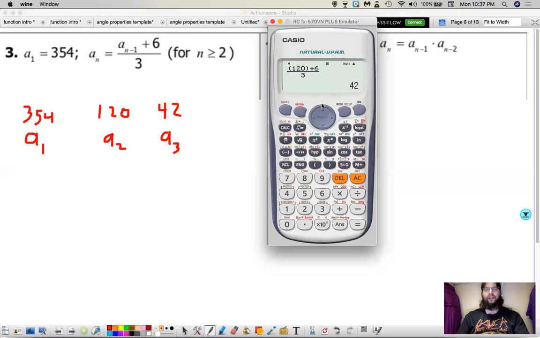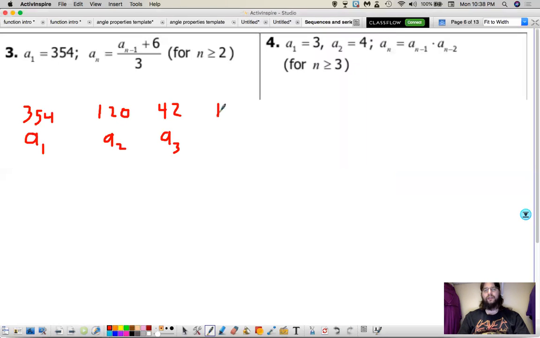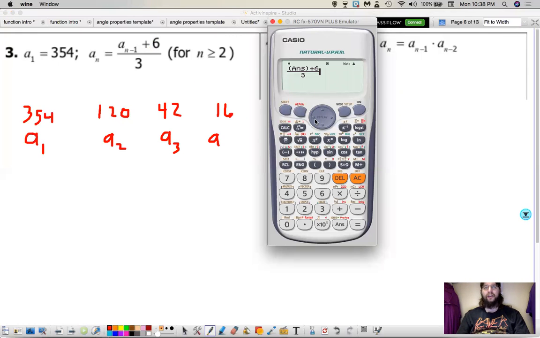Now, a trick with the calculator for recursive formulas is you can just use the answer button, because that's automatically going to plug 42 in there. Now it's 16. And you can check: 42 plus 6 is 48, and 48 divided by 3 is 16. Then I can just hit enter again. It's going to use 16 as my answer.